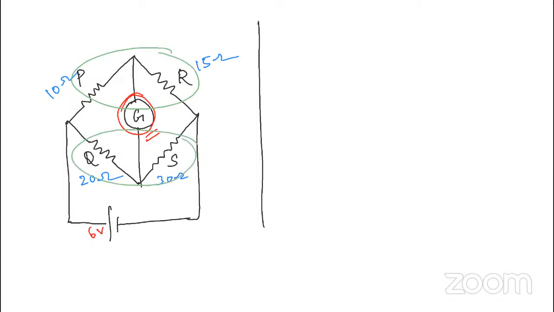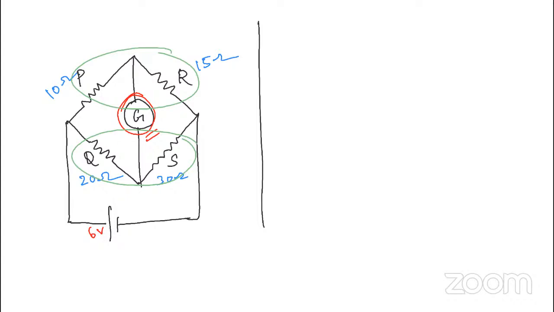So for the first step we have to convert the series values for P and R, and Q and S. Followed by that, if you want to make it a parallel circuit, then for the parallel circuit we can calculate the total resistance value. Right? So this is how we can proceed with the steps. So what is the first step we are going to do?